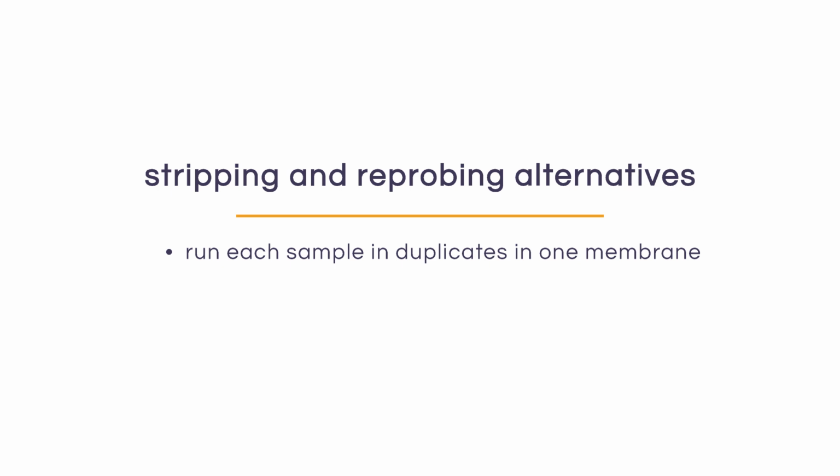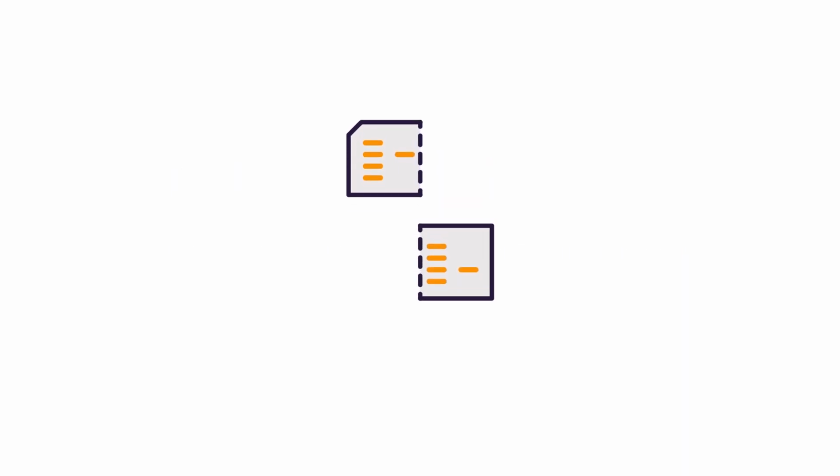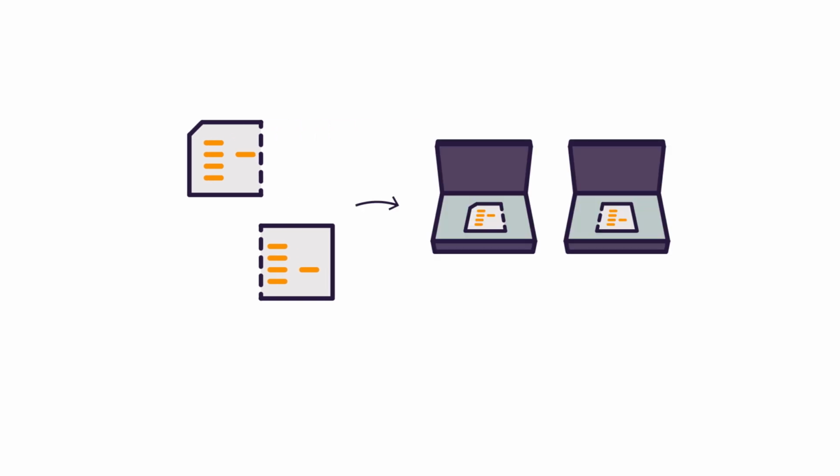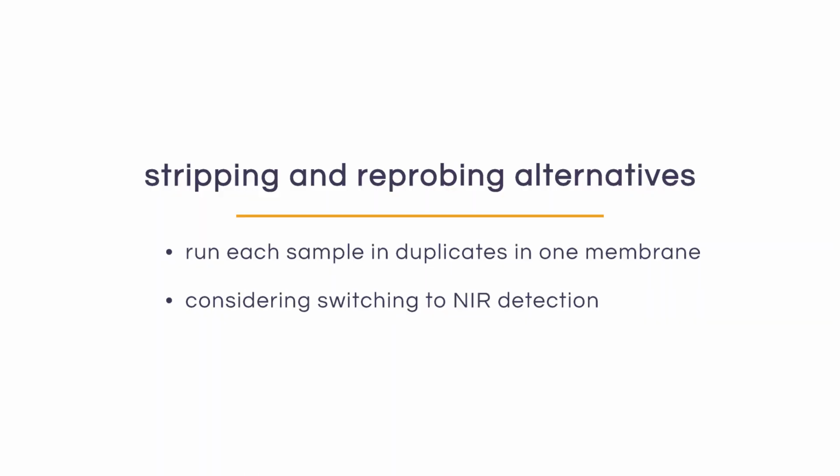Instead of stripping and reprobing your membrane, you may want to consider running each sample in duplicates in one membrane. That way, you can cut your membrane vertically in half and incubate each one of those halves with each primary antibody that you need. That way, you will get to see both targets in one membrane without having to resort to stripping and reprobing.